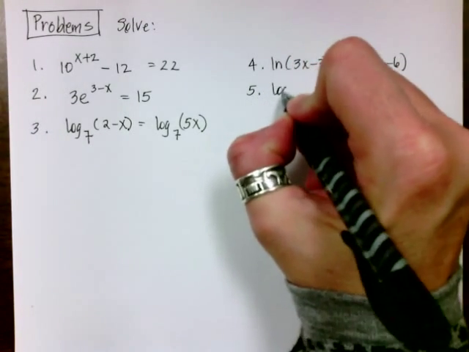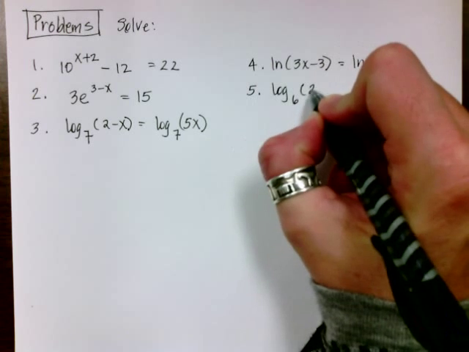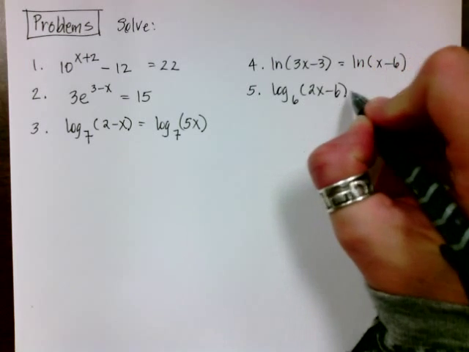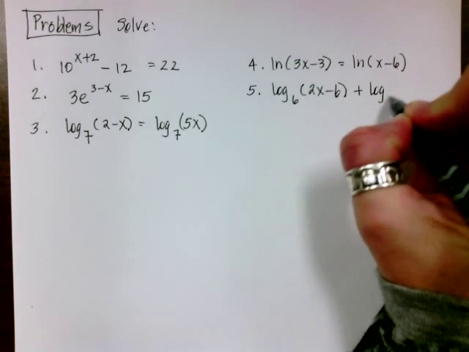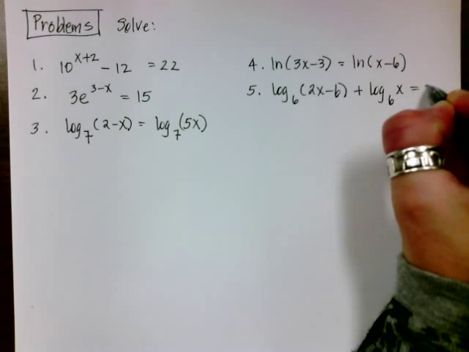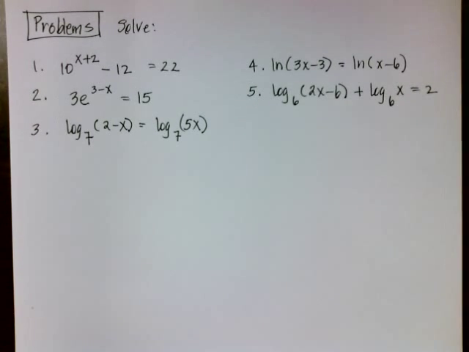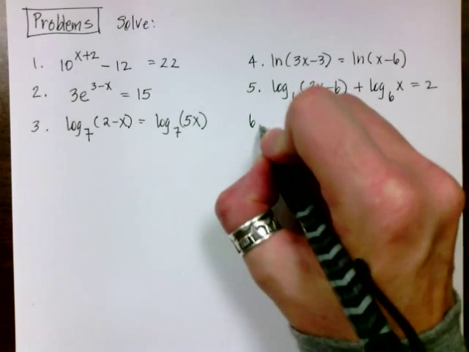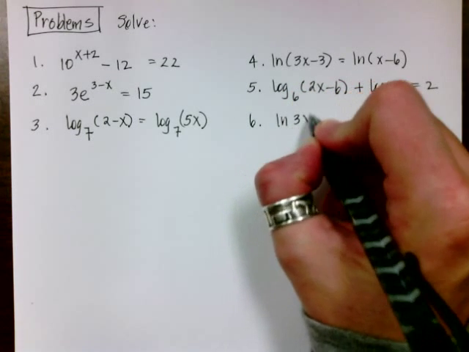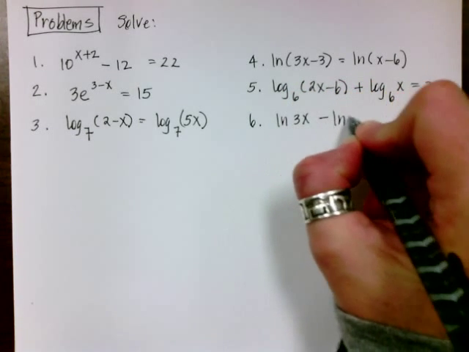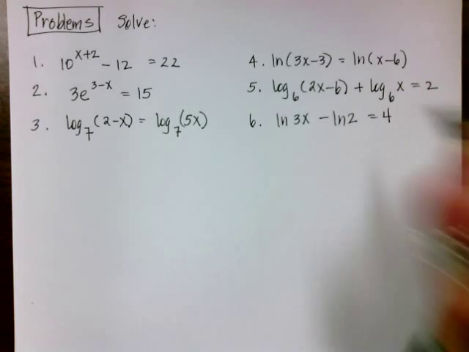5, I have the log base 6 of 2x minus 6 plus the log base 6 of x is equal to 2. And one more. I have the natural log of 3x minus the natural log of 2 is equal to 4.